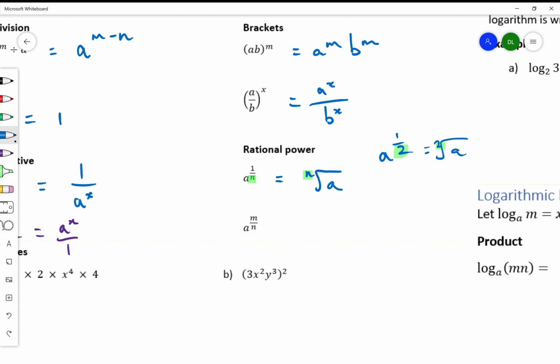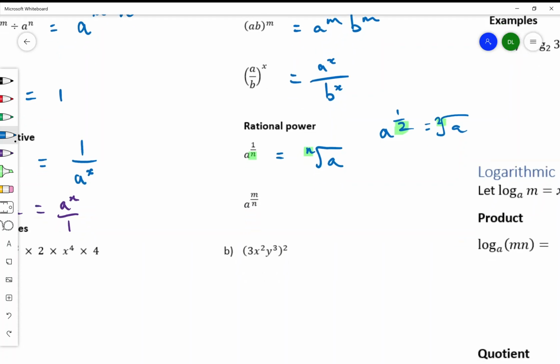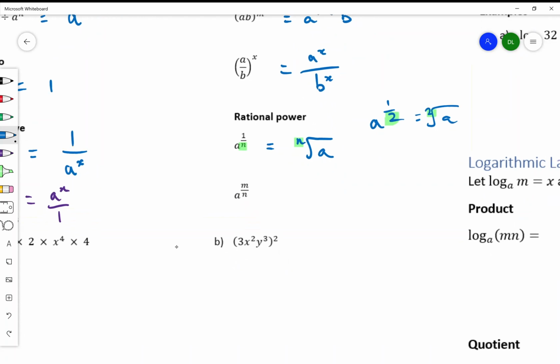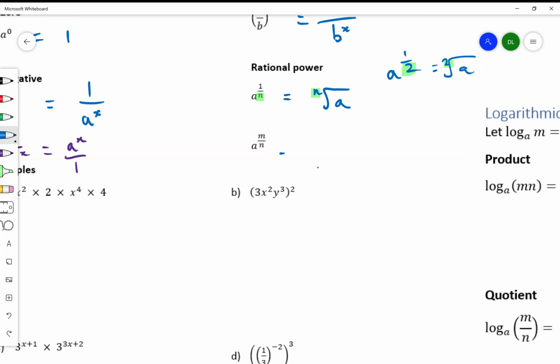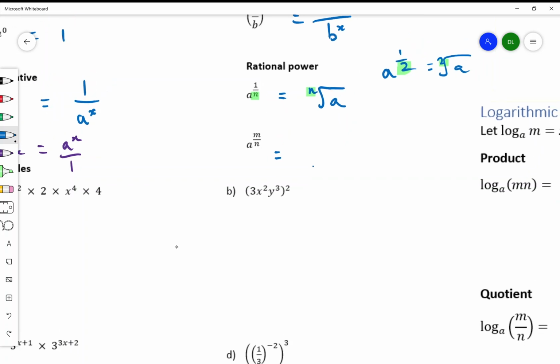No? This next rule is pretty much the same thing, just a little bit of an extension. If I've got a to the power of m over n, the number on the bottom becomes the root, thank you very much, the nth root of a to the power of m. Okay?